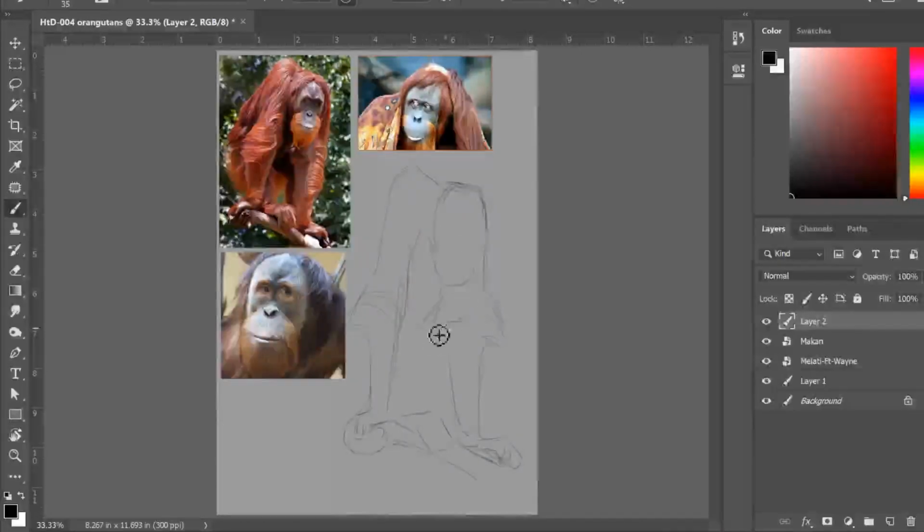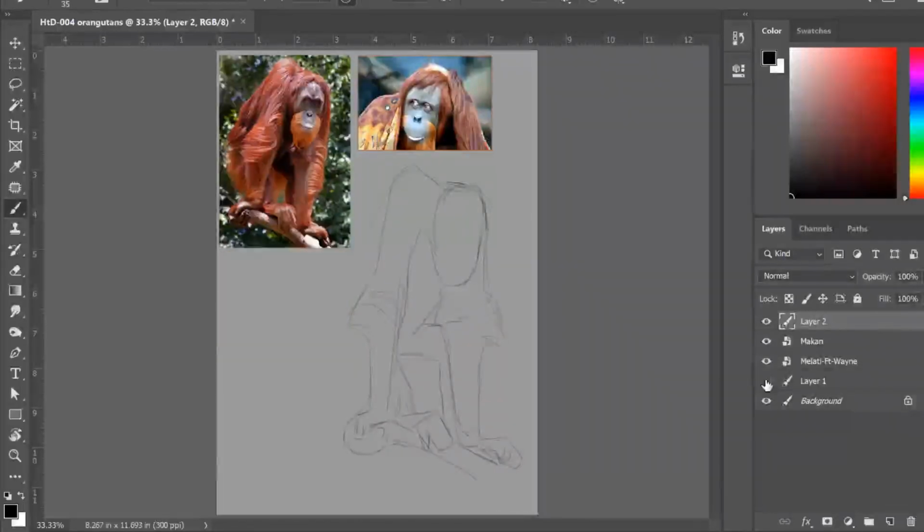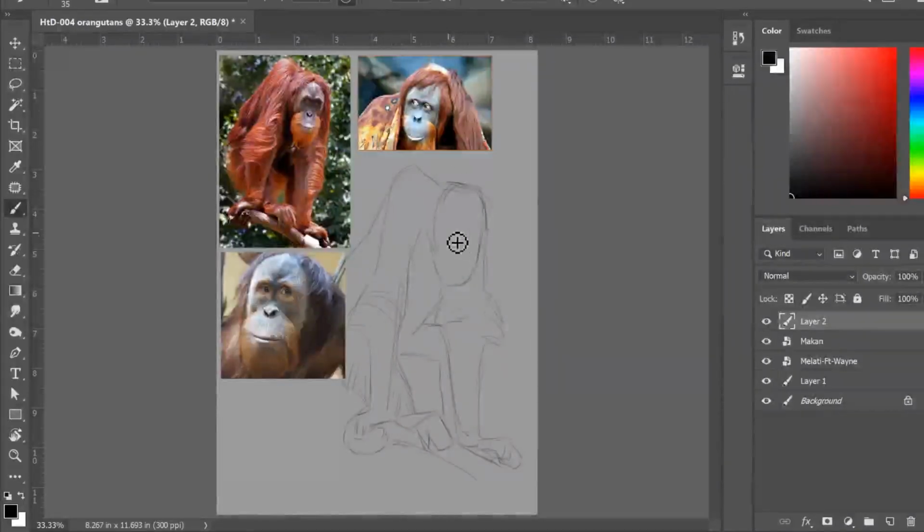So I've pulled up a few references that I have saved in my computer of several different orangutans from around the country. The one on the bottom left is Godek. He lives at the Woodland Park Zoo in Washington State. The one above him is Makan. I don't know where he lives, but the one at the top right is actually from the Fort Wayne Children's Zoo. Her name is Melody. So if you've been to the Fort Wayne Children's Zoo, you've probably seen her. And I'm using all three of them as facial references because their faces are very similar. But I'm mostly drawing Makan.